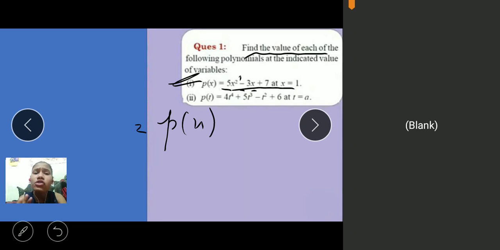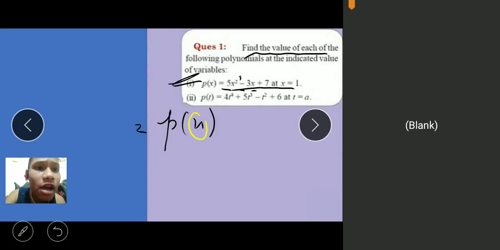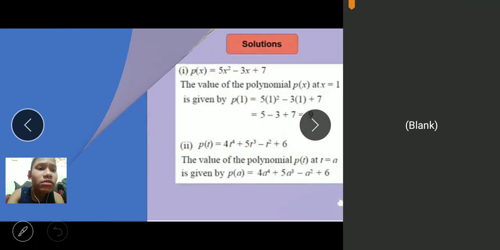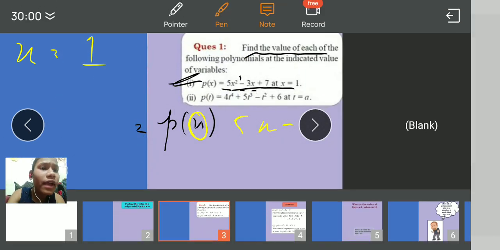I hope most of the children have tried to find the answer before my lecture. Some students understand and some don't, so here is the conclusion. Are you able to see this x? In the place of this x we have to take x is equal to 1.